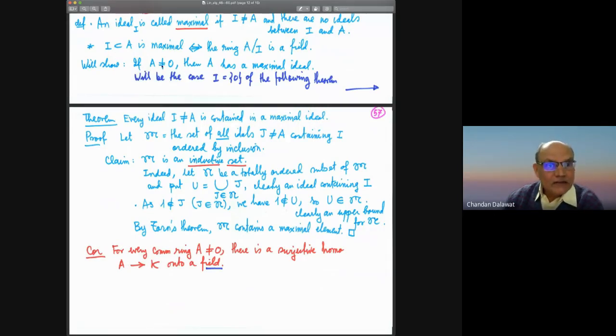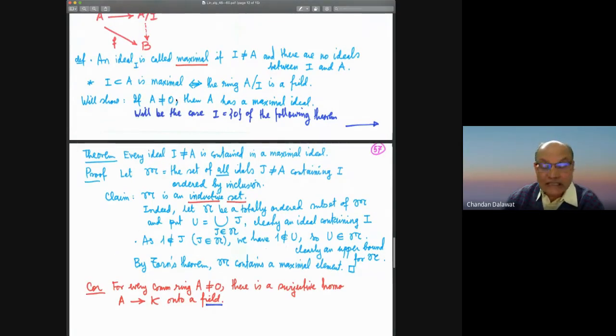Now I want to show that if the ring is trivial, if it's a zero ring, it cannot have a maximal ideal, right? For one thing, there are no ideals distinct from the whole ring, and a maximal ideal has to be distinct from the whole ring. So the assertion is that if the ring is not reduced to the zero ring, then it has a maximal ideal. Okay? So this will be a special case of the following theorem, which says that no matter which ideal I of a ring A I take, provided that it's distinct from A, it's contained in a maximal ideal.